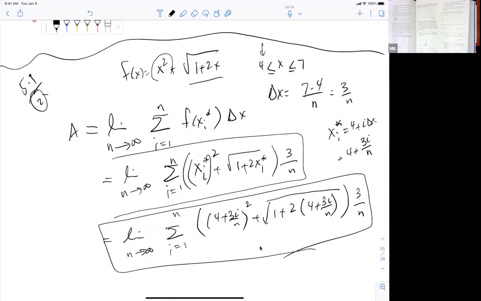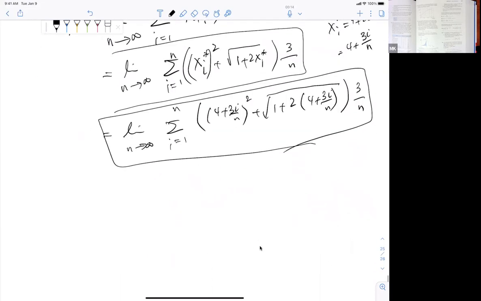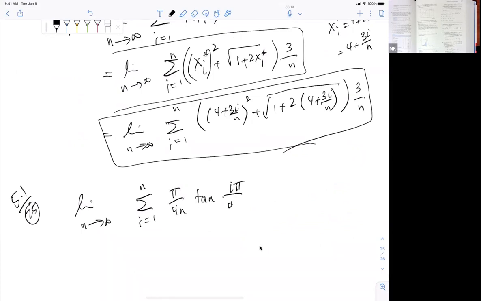Problems 24 and 25 take the reverse form of 21 through 23. They give you limits of the Riemann sum, and they ask you to write out what the function would have to be, or what the area is that is determined by this limit of the Riemann sum. So on 25, for example, you have a limit as n goes to infinity of sum i equal to 1 to n of pi over 4n, tan of i pi over 4n.